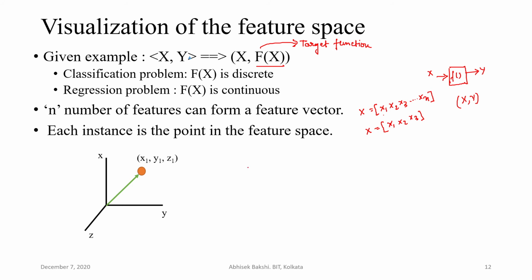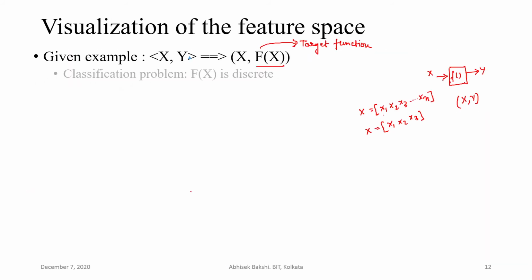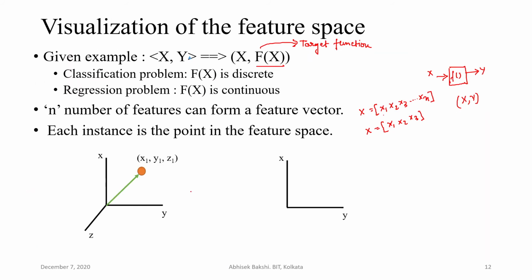For example, according to the previous example, over here we had x1, y1 and z1. So you see that we have a dimension for x, a dimension for y and a dimension for z. Anybody has any doubt? Anything want to say?